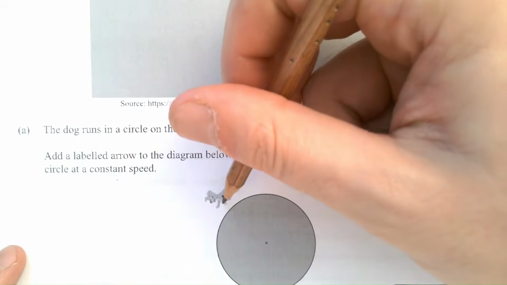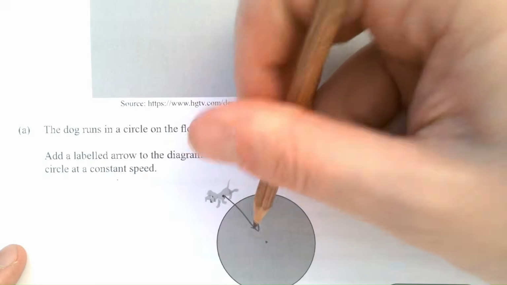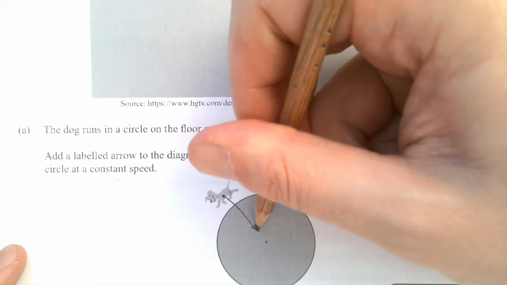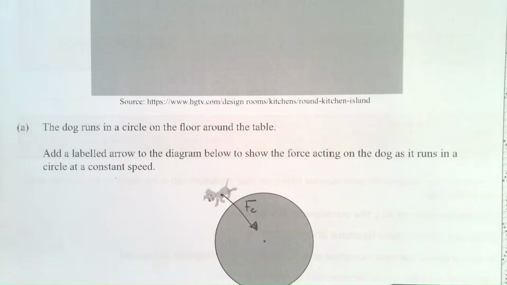Our centre of the circle is here. We're going to have a nice rough arrow coming in like that, and we're going to label it FC, or centripetal force, or just F. Looking at the mark scheme, they're happy basically for any force to be labelled there. Friction or FC is what they're looking for. And that's an achieved question.